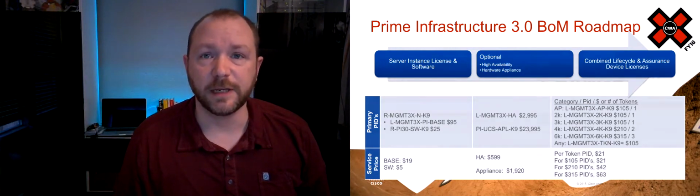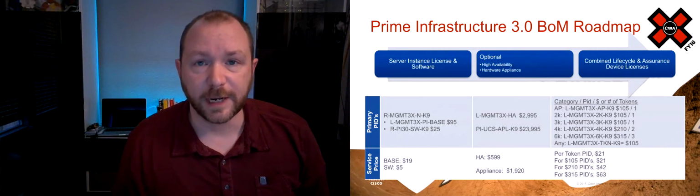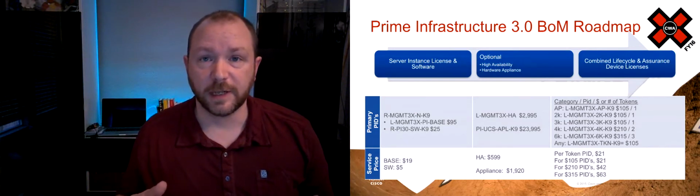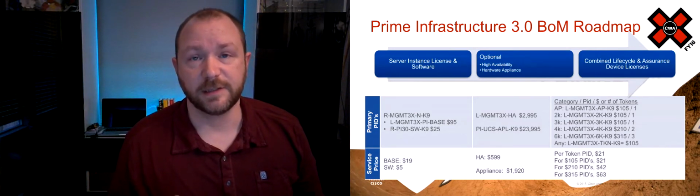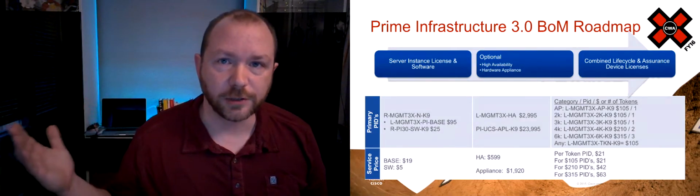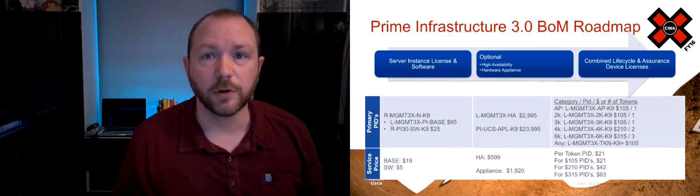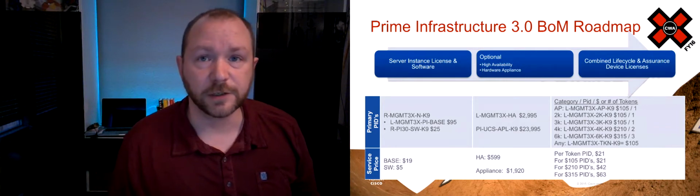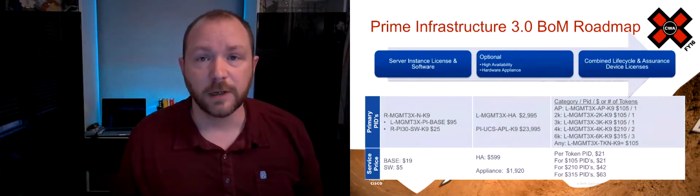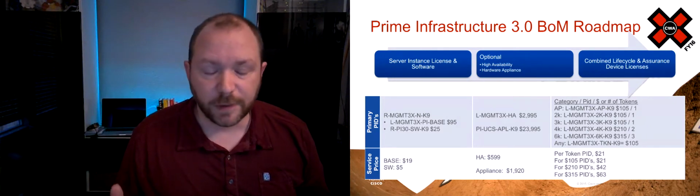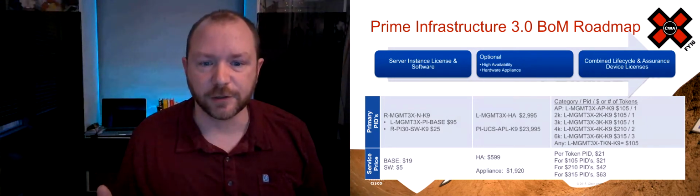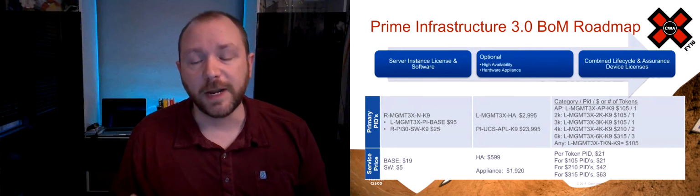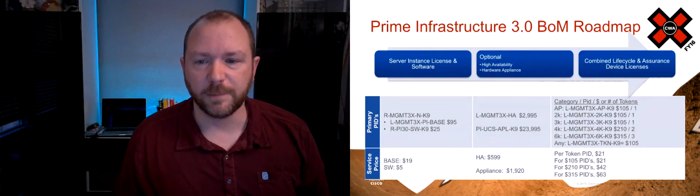The high availability license is $29.95. But also realize that high availability licenses typically get used only in the largest instances of network deployments and is optional. Since Prime Infrastructure is not in line with data flow, if it goes down, it's not going to interrupt any kind of service.